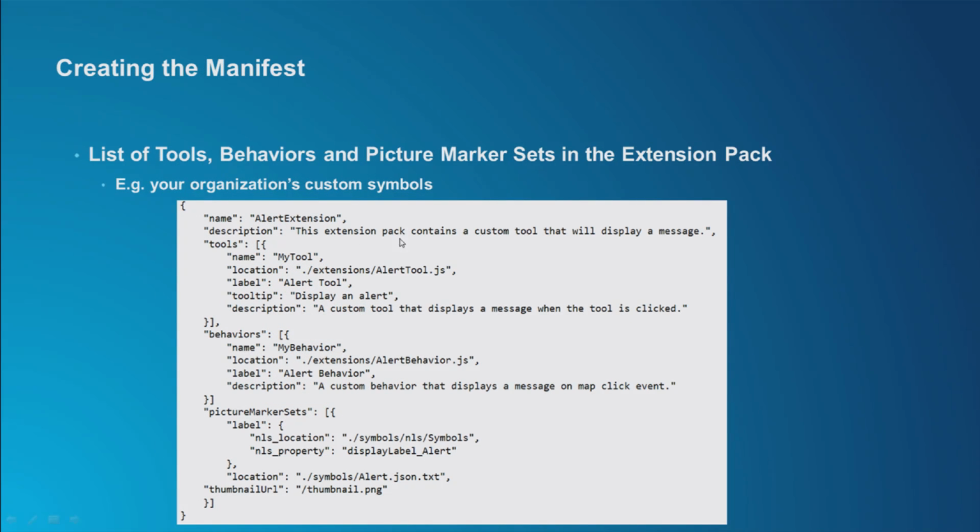So then we put everything together in a manifest file. This is another example of the manifest file. It has a tool collection, tools array, behaviors array, and picture marker sets array. Every element in the tools array must have the location. That's the implementation of the tool. For the picture marker set, we have an entry point of the location, which is another description of what is in your picture marker set.